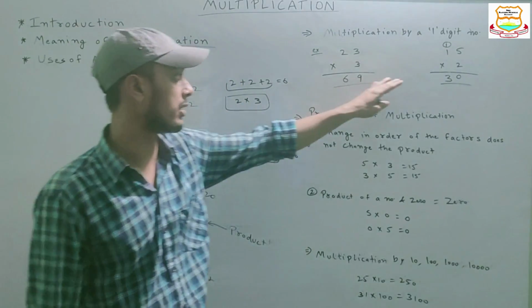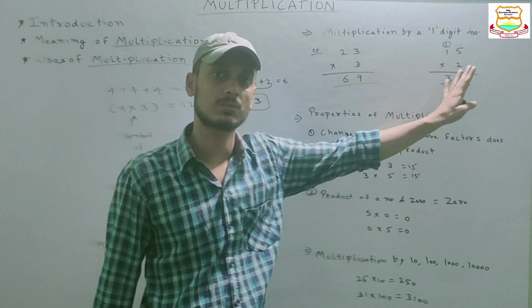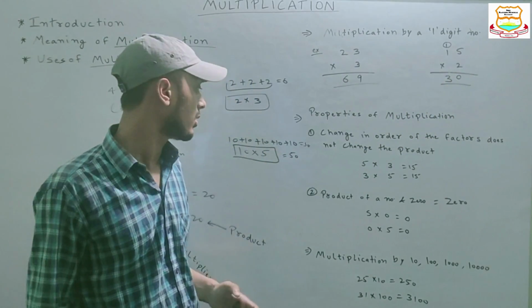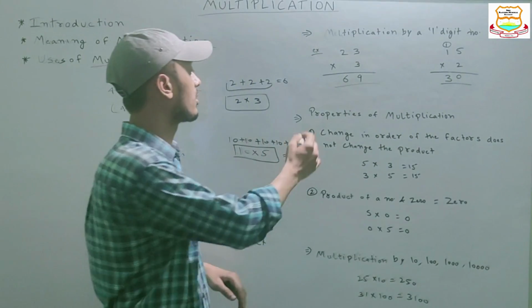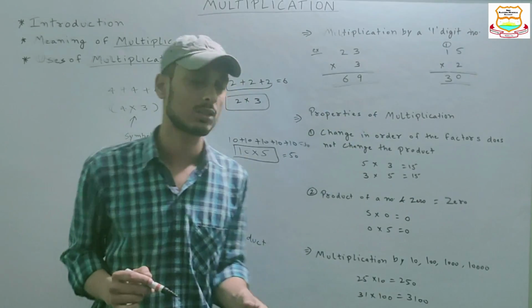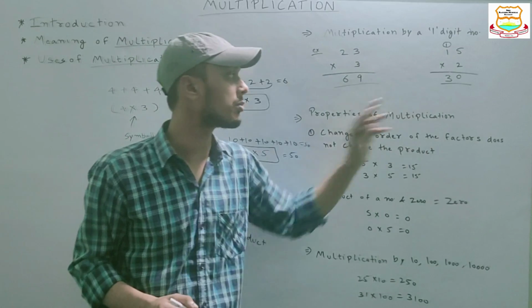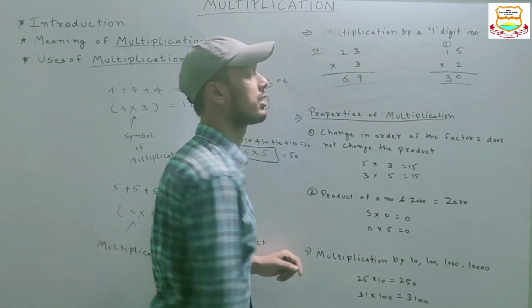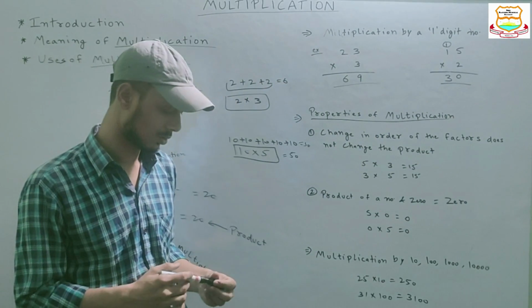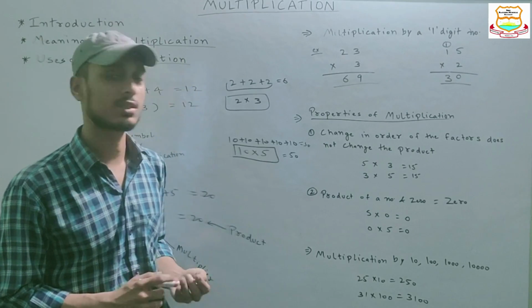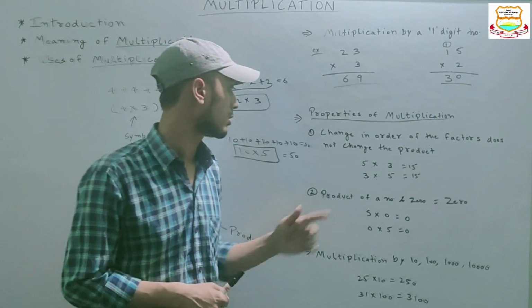I think it is simple. It is not much difficult. Got it? So let us see the next topic, properties of multiplication. This is the next topic. So let us see what are the properties.